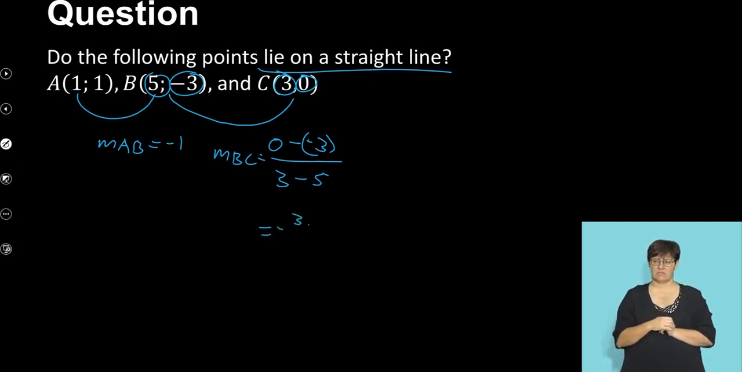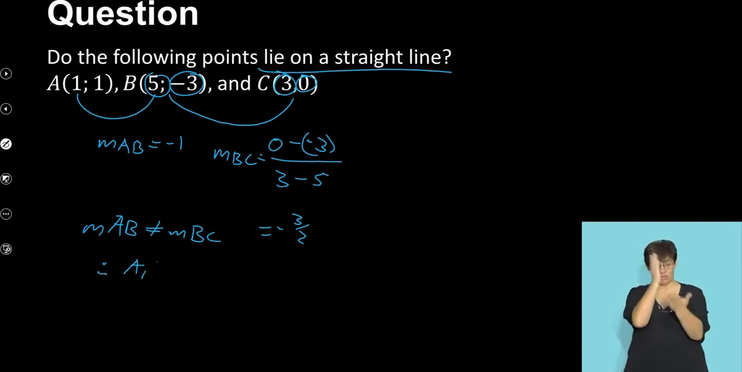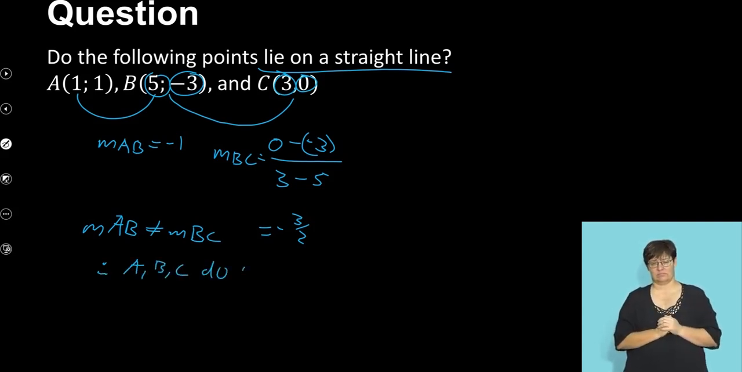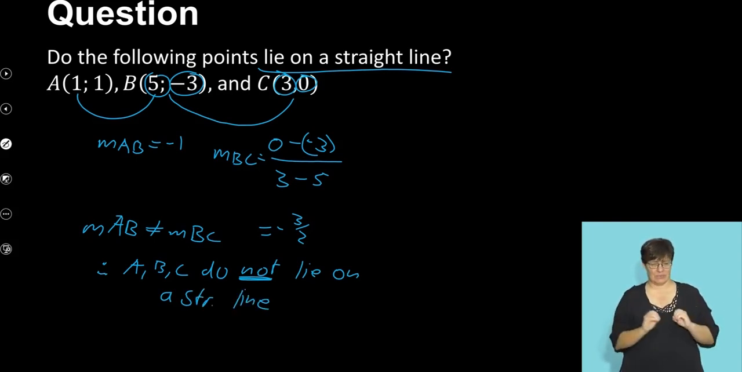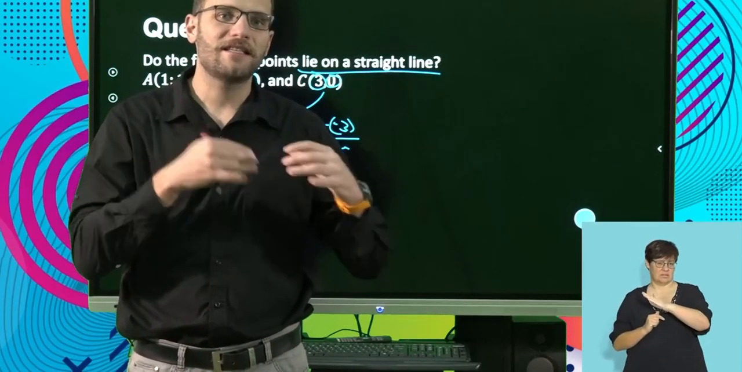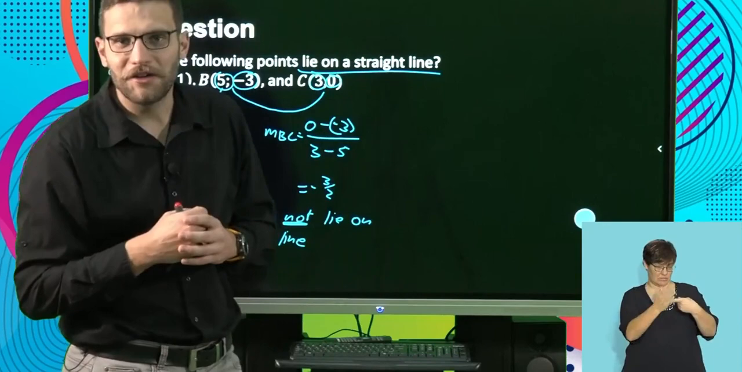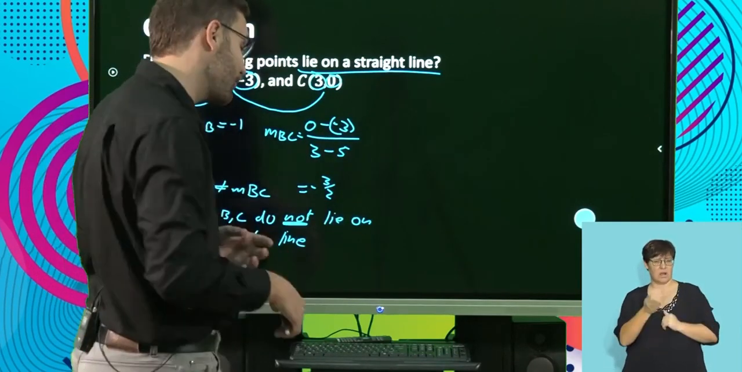But does everybody see that the gradient between A and B is not equal to the gradient between B and C? And so therefore, A, B, and C do not lie on a straight line. Awesome. So we can always see if 2 points lie, or 3 points lie in a straight line by checking the gradients and seeing, is the steepness of different sections the same? That's the first application that we're going to be talking about with gradients in analytical geometry.